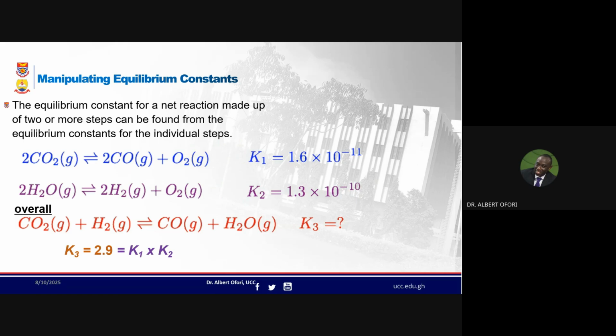Now, a third postulate. A third postulate is that when I have different equilibrium constant values, but then I add the equations to get an overall equation.